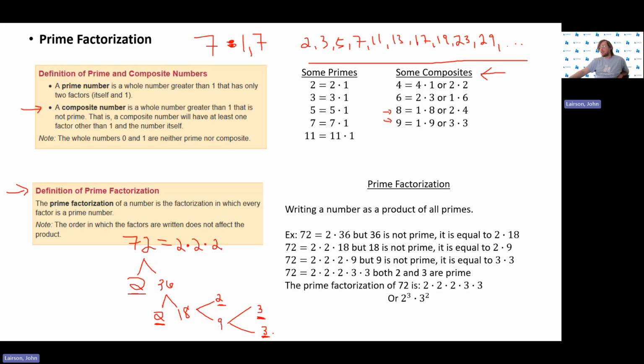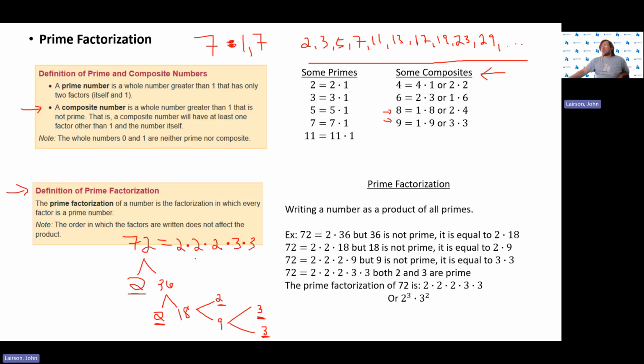How many 3s do I have? I have 2 3s, so let's put 2 3s up here. 3 times 3. So this is the prime factorization. And you can double check this. I'll do it real quick. 2 times 2 times 2 times 3 times 3, and I should get 72 back. 72.